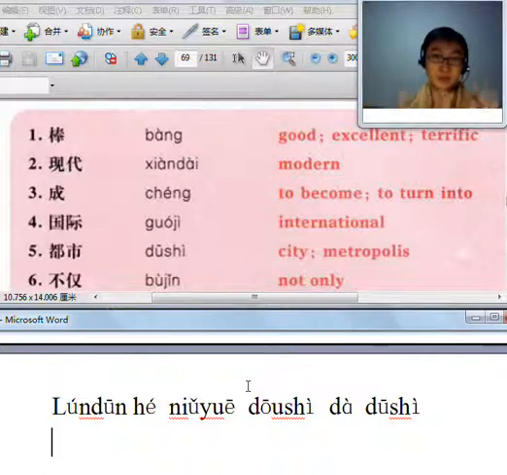好，第六个啊，不仅，you know， 不 means no. A very easy character. No, 不仅 it means only. So exactly, 不仅 just not only. Not only.